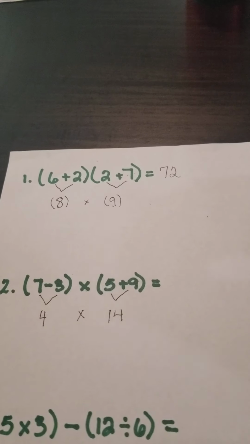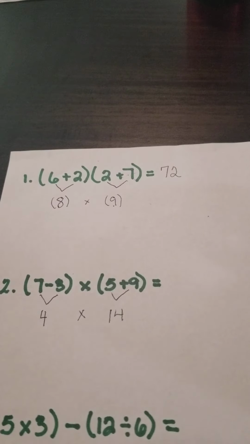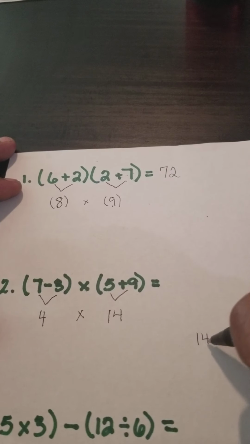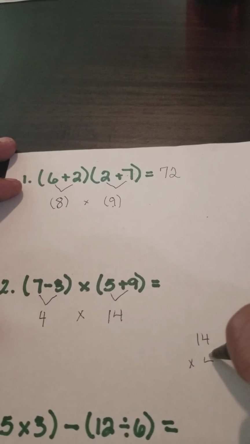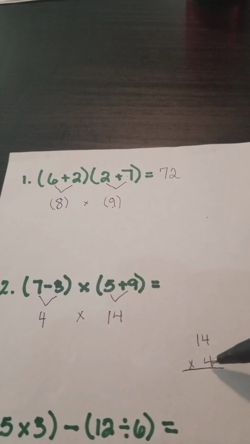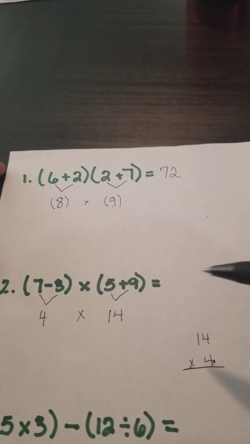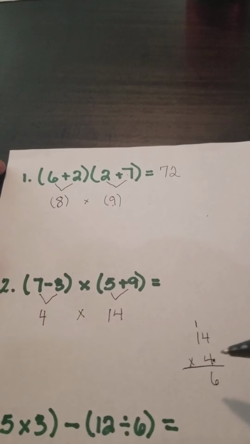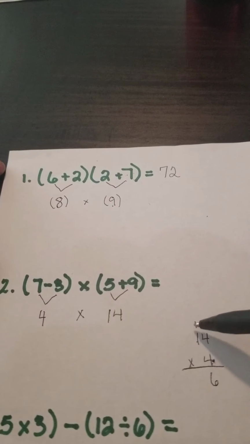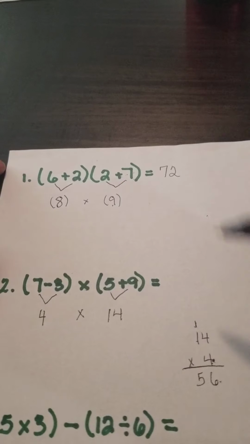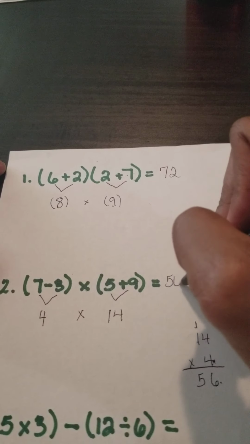So 4 times 14. Let me write this out so I make sure I get the right answer. I'm gonna go a little bit old school here. Okay. So 14 times 4. So I'm gonna go 4 times 4. I get my 16, and I carry my 1 here. 4 times 1 is 4, plus 1 is 5. So 4 times 14 is 56.